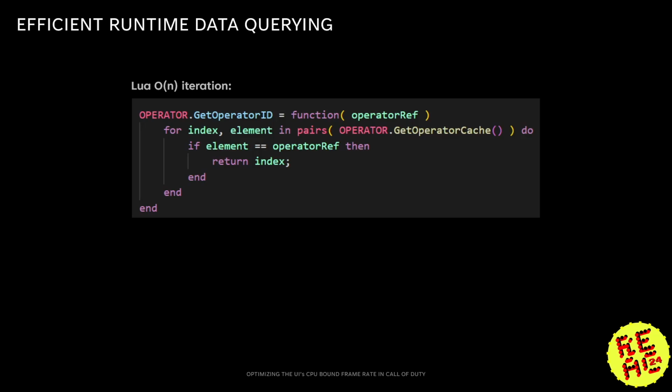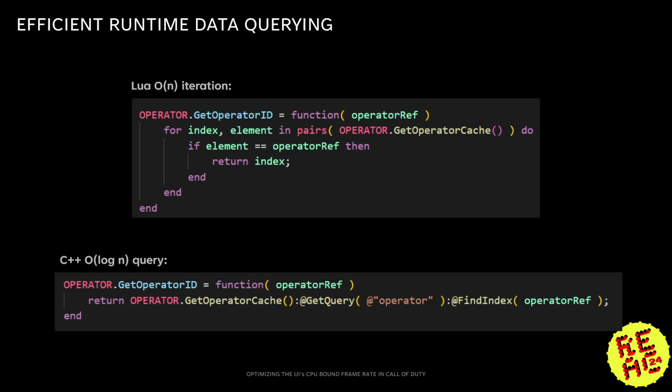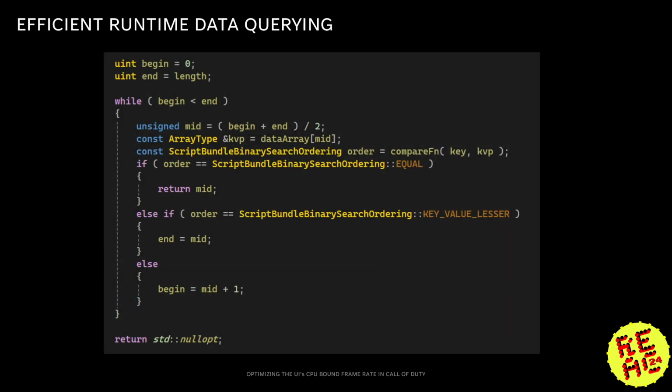So we went from this code iterating O(N) through our operator table to determine an operator's index based on its reference, to this, the ability to query for this sort of information in a single line of Lua. And this ultimately calls into C++ to perform a binary search on the data, which was sequentially ordered in that build process.